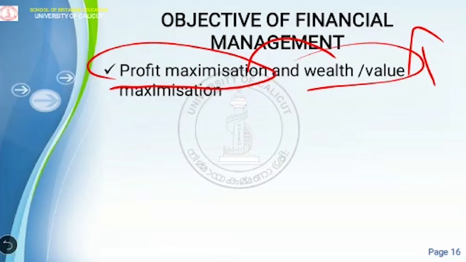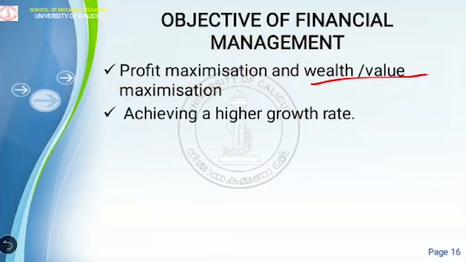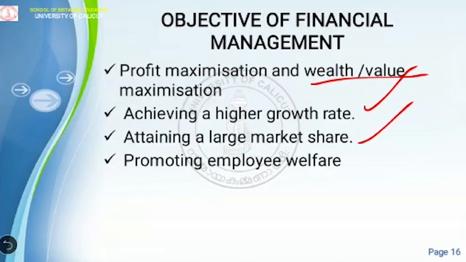So these two terms are interrelated, and this is the most important objective of the organization: profit maximization and wealth maximization. Then achieve a higher growth rate in the market, attaining a large market share in the sense of the customer base. Then promoting employee welfare. If we have enough profit, we can promote employee welfare.